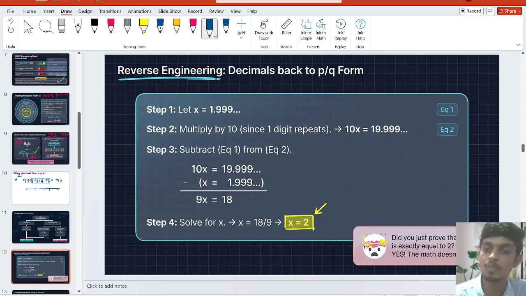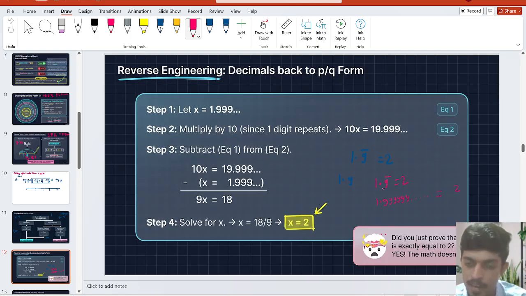Did you just prove that 1.9 bar is exactly equal to 2? Yes, the math does not lie. Okay, because if you take any number like 1.9 bar, this is equal to 2, because we use 1.9 bar as 2. There is 1.999999 and so on, and 2. There is no number that lies between 1.9999 and so on and 2; it just converges to 2. So you have already found it: 1.9 bar is equal to 2. Okay, so I hope you understand it.